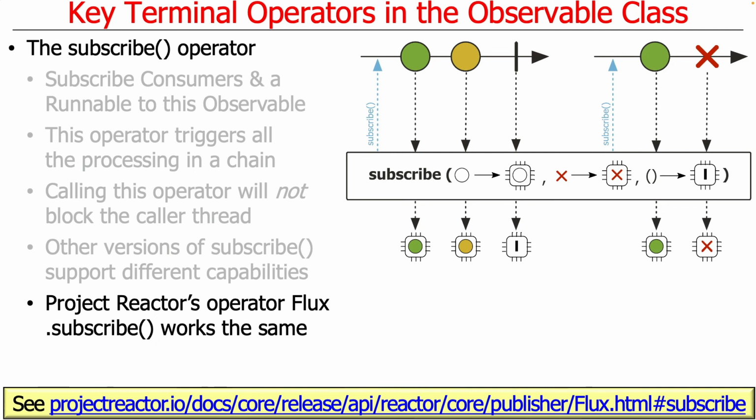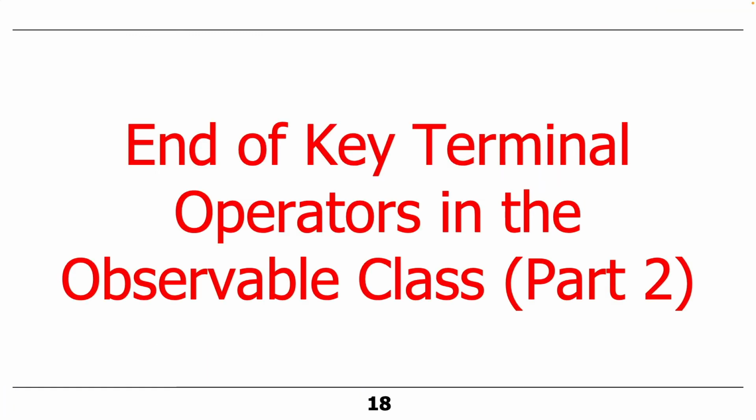As I mentioned before, there really is no equivalent in Java Streams. So subscribe is a terminal operation, but the terminal operators that are in Java Streams are typically used for blocking calls, unless, of course, you have something like collect that's used with completable futures. But even there, you can chain together completion stage methods to handle those things. But in general, the mechanisms available in Project Reactor and RxJava are designed to be wholly asynchronous. Okay, so that's the end of the discussion of key terminal operators in the observable class.